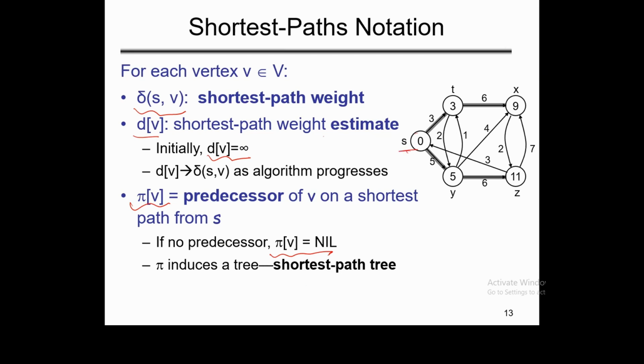For the source node, no predecessor is there, so the predecessor for this s will be a null value. The pi indices form a tree, the shortest path tree. So we can simply print the pi, and we can print the shortest path from the source node to that particular vertex.